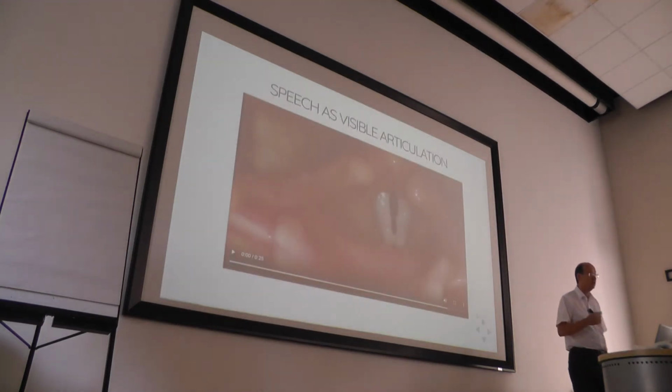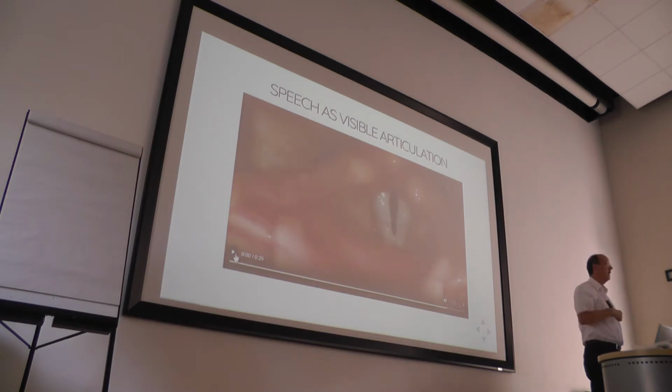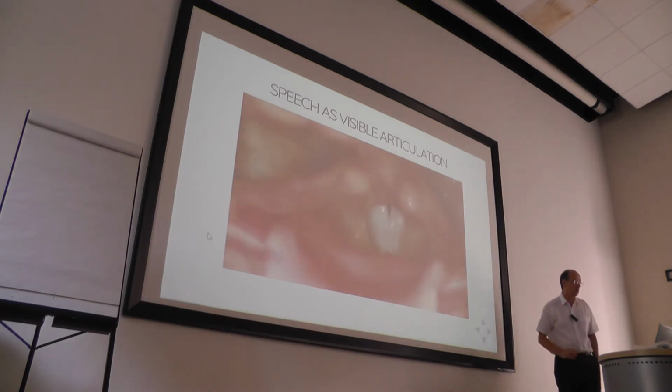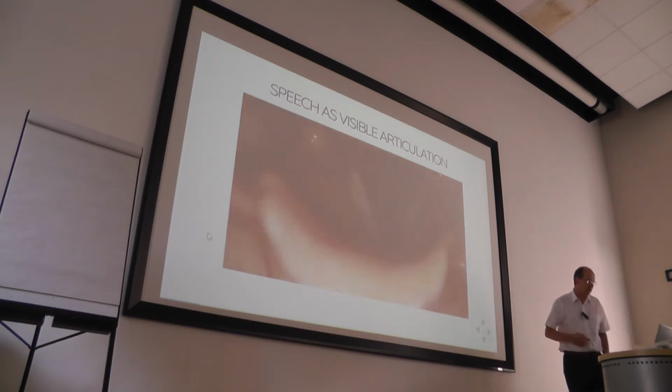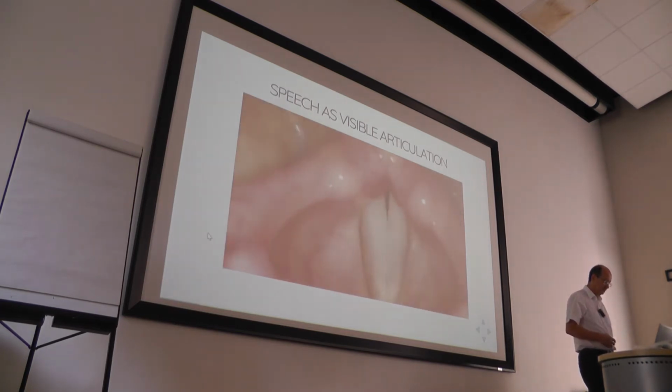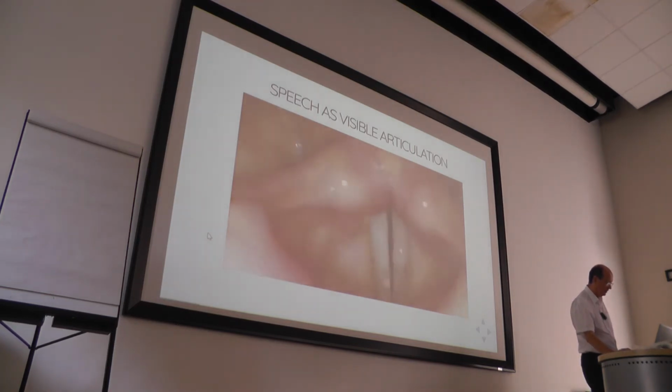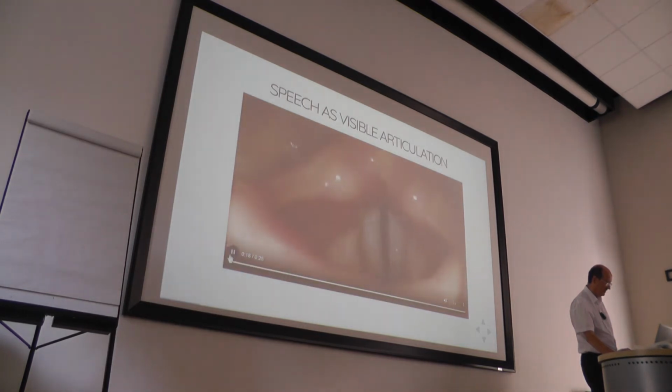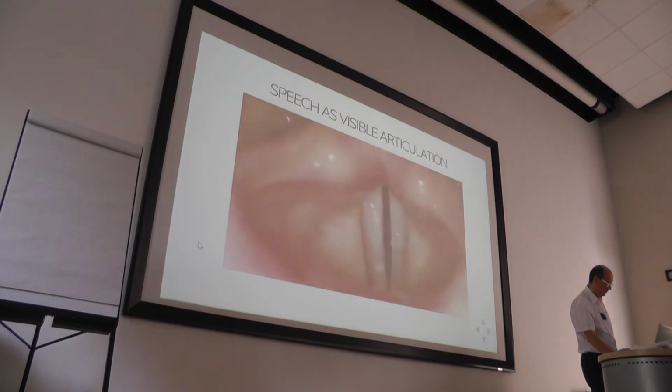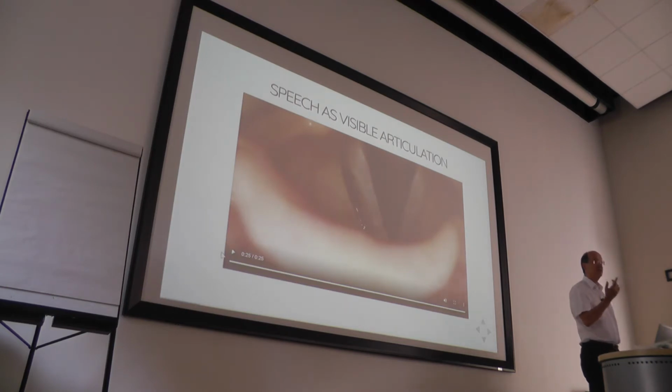We can put cameras down inside your mouth. That's another way we can measure articulation. This is a little video made with a camera that's probably gone in through the nose and down, looking down through the back of the mouth. And these are the vocal folds. This is a stroboscopic picture, so you can see them moving in slow motion. So you can put cameras inside the mouth, that's another possibility.